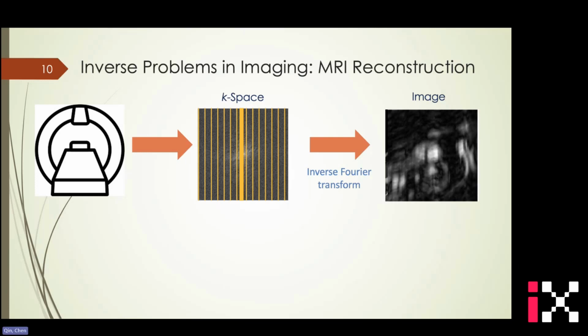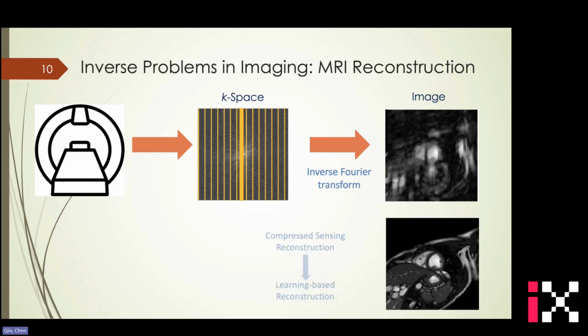But due to the violation of Nyquist sampling, if the acceleration factor is high, then the reconstructed image will have aliasing artifacts that are hard to interpret. So what we want to do is reconstruct fully sampled images from these signals. Conventionally, people use compressed sensing reconstructions. Today we'll be discussing more about learning-based ones, and how we can use deep learning for this.